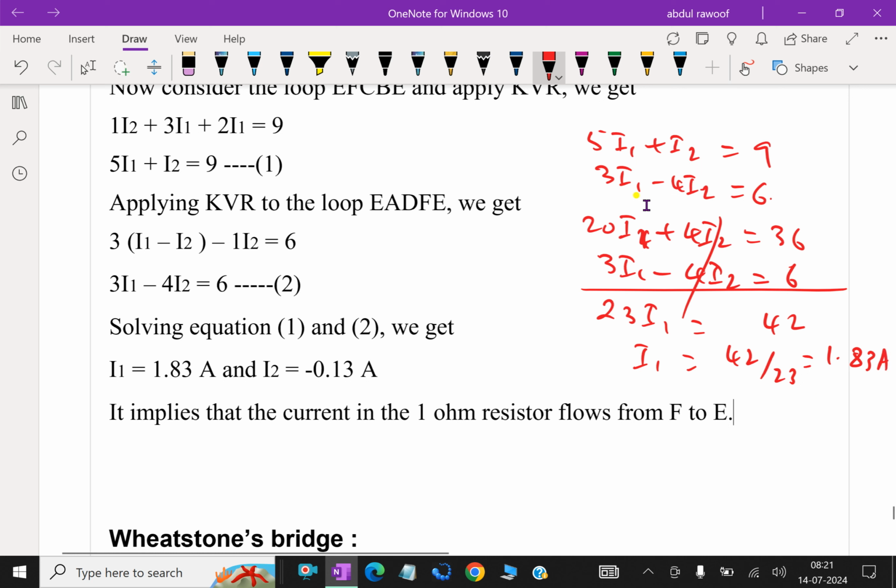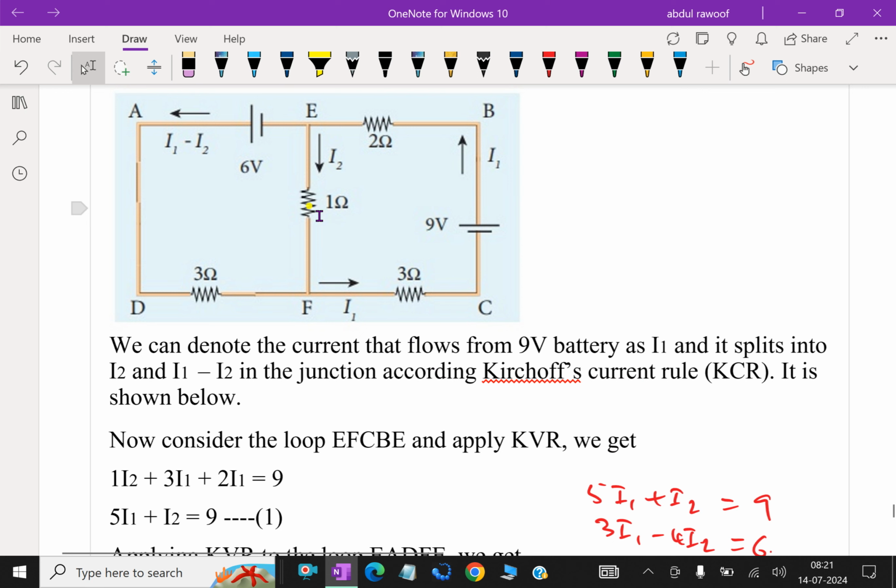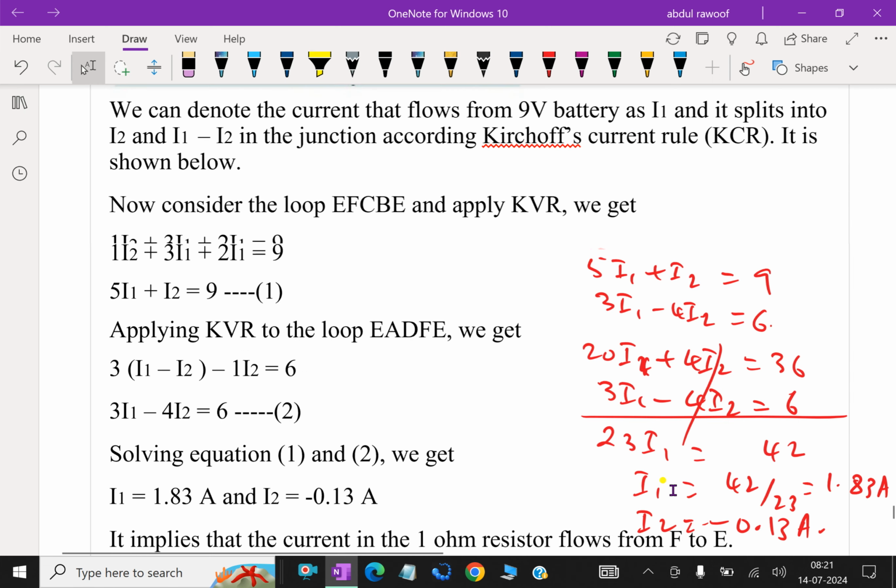Now substitute I1 in any one equation, and we get I2 equal to minus 0.13 amps. So we got I1 and I2. It implies that the current in the 1 ohm resistor flows from F to E because it's negative. For the 1 ohm resistance, it's F to E. The direction we kept here is assumed, but really it flows the other way because we got a negative answer for I2.